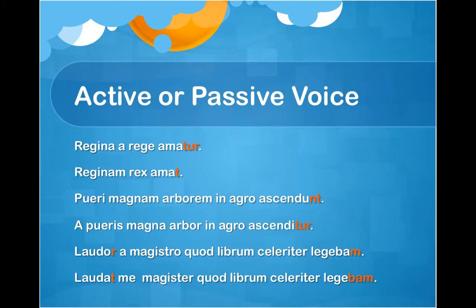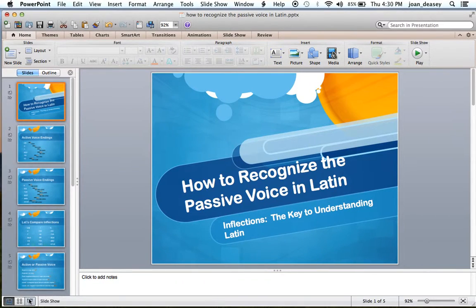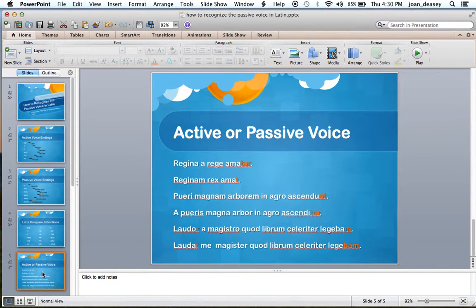Now there are lots of other things that go into translating a passive voice sentence, but what we need to understand very simply is that when we see the ending on the verb, we are able to tell whether that verb and then the whole sentence is active or passive.